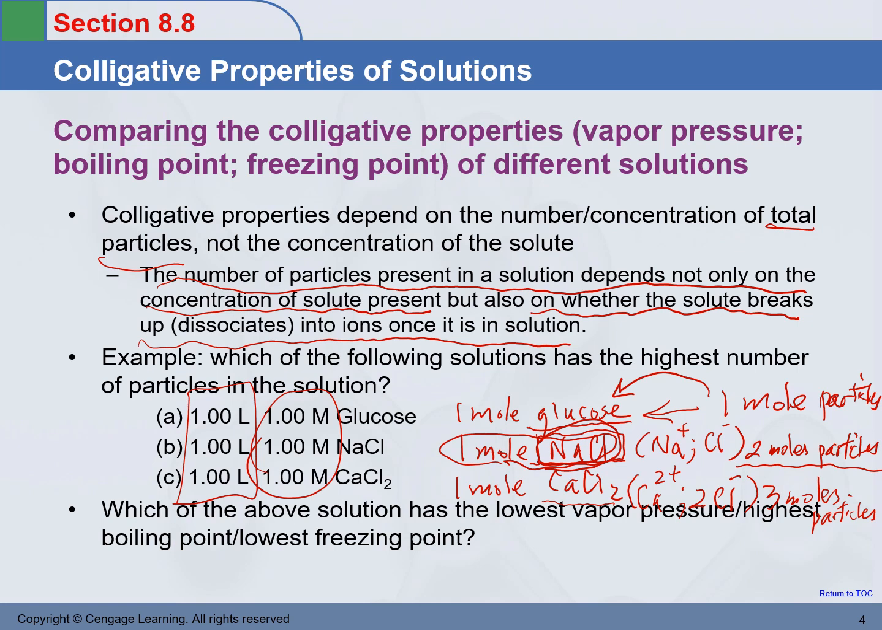Whichever has the most number of particles will have the strongest colligative property. Therefore, solution C will have the strongest colligative properties. Solution C will boil at the highest temperature and freeze at the lowest temperature. It will have the lowest vapor pressure. Does that make sense to you?